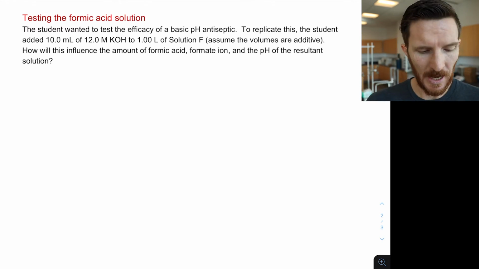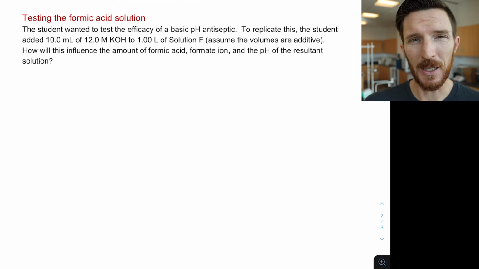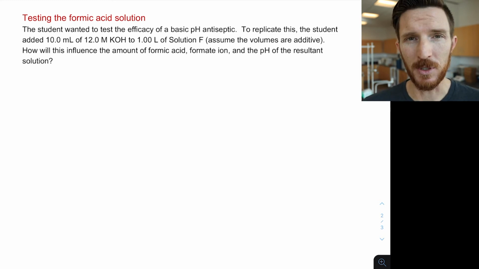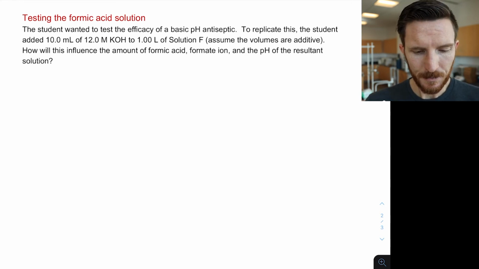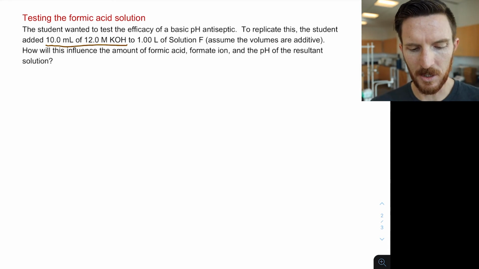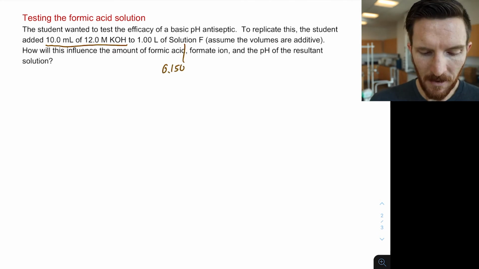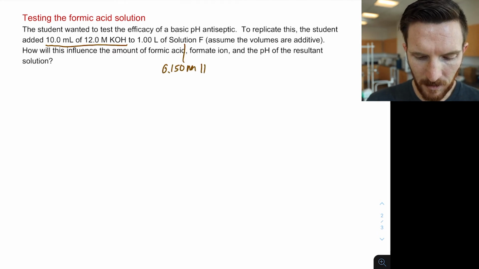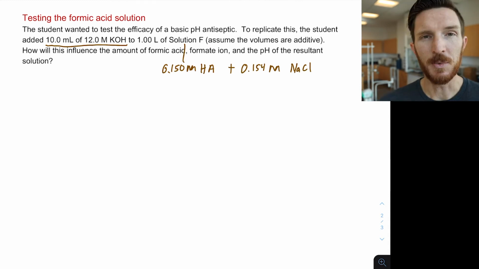They're going to look at the efficacy of some basic antiseptic, and we want to think, what is that going to do to the chemistry of the solution, the chemistry of the bee sting that we would be looking at here? To do this, the student replicates this by adding 10 milliliters of 12 molar potassium hydroxide to 1 liter of solution F, reminding us our solution F is 0.150 molarity formic acid and 0.154 molarity sodium chloride. So we have that solution.